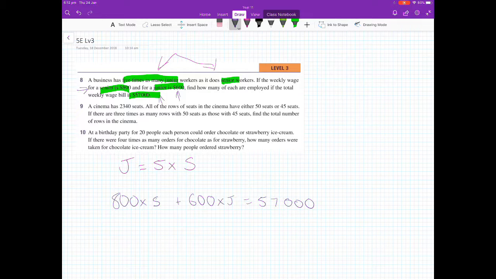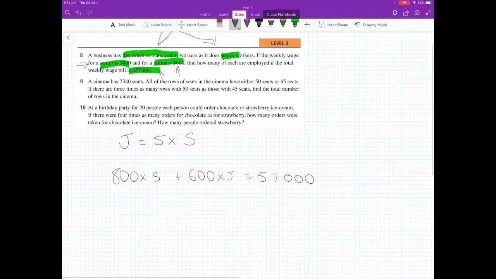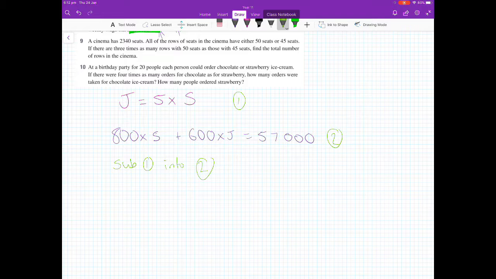Look at that, got 2 equations. What could we possibly do with 2 equations? Well, considering this is a chapter called simultaneous equations, I'm going to suggest that we sub 1 into 2. There we go. First one is our 1, second one's our 2. Take that J equals 5 times S, throw him in where J is, we end up with 800 times S plus 600 times, let's put some brackets in, love some brackets, 5 times S equals 57,000.